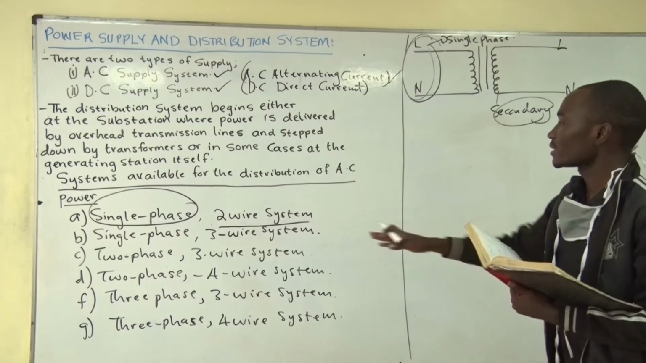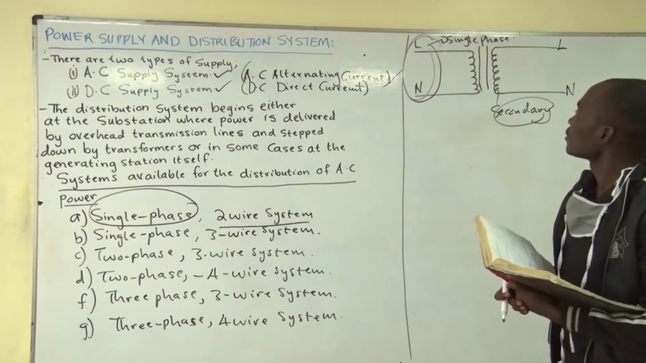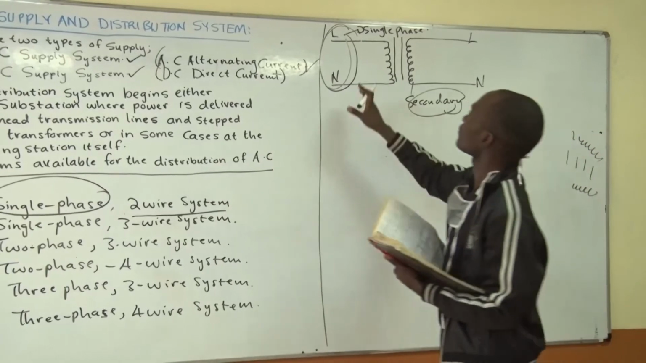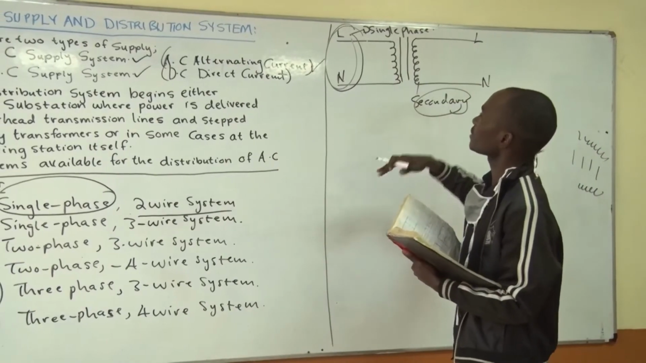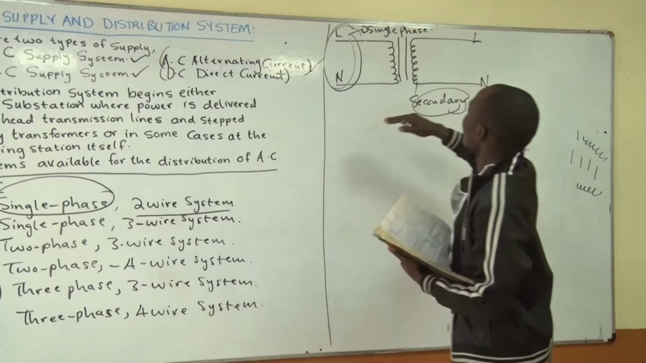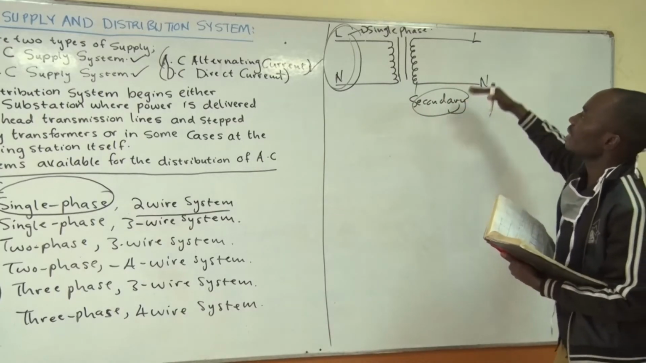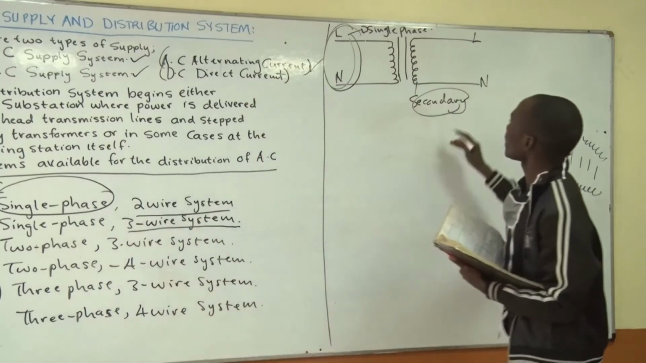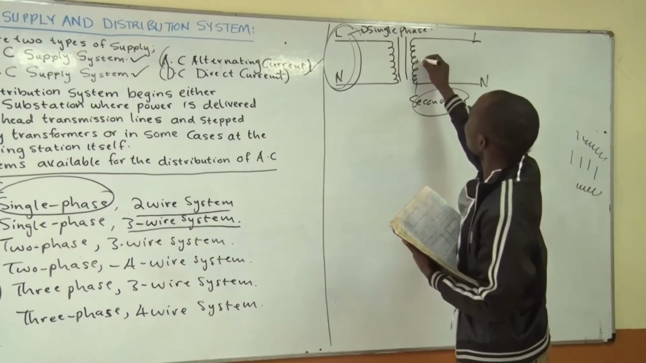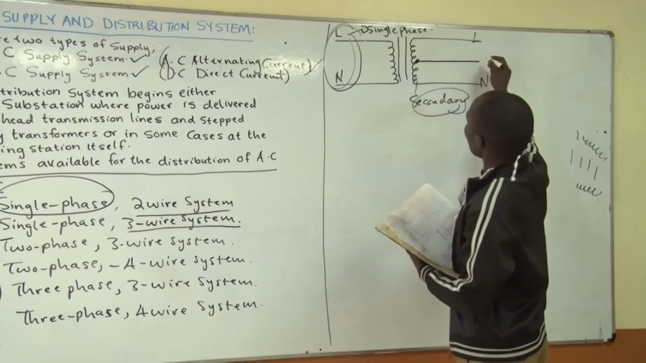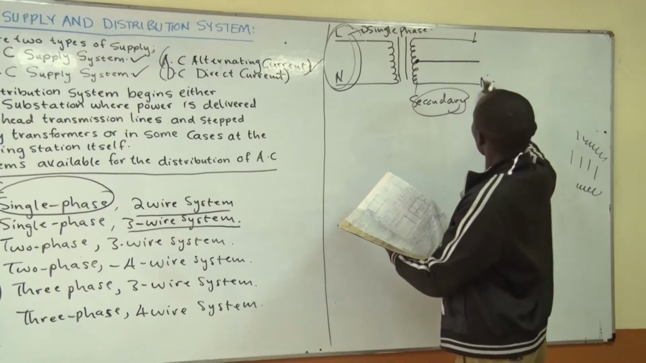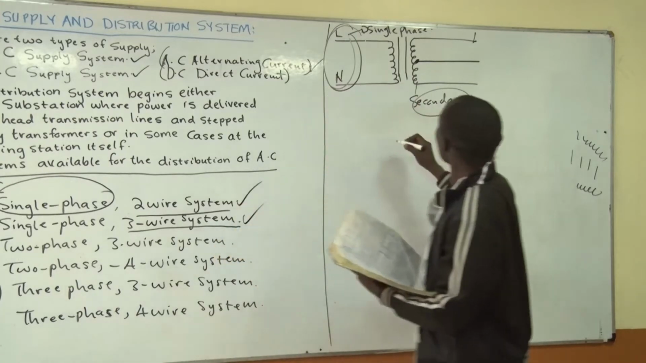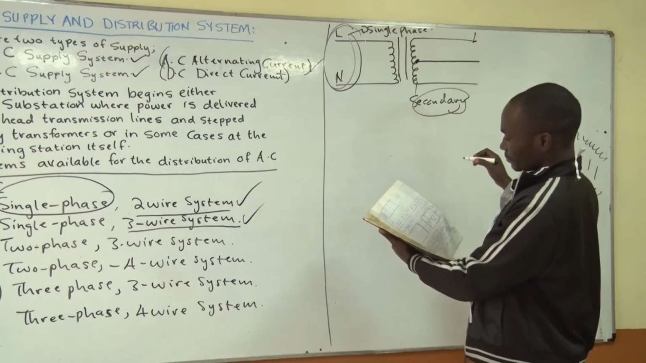So let's go to the single phase 3-wire system. If it is a single phase 3-wire system, you can see first of all the transformer is being fed by 2 wires, which is the live and the neutral. Then the outgoing wires are now 3. This part here will produce 3 wires, which is the secondary side, and they will be like this.